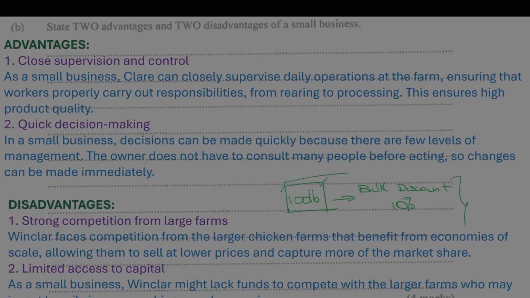So secondly, we have limited access to capital. So as a small business, Winkler is going to lack the funds to compete with the larger farms. The larger farms will be investing heavily in new machinery so that they could process orders much faster, much more efficiently, as well as they would invest money in rapidly expanding. So they would open a lot of locations, whilst Winkler is struggling to keep up.